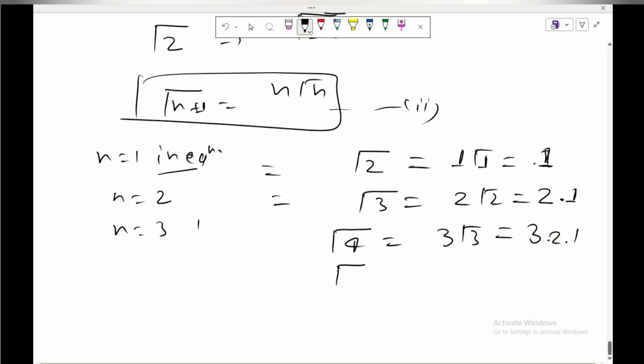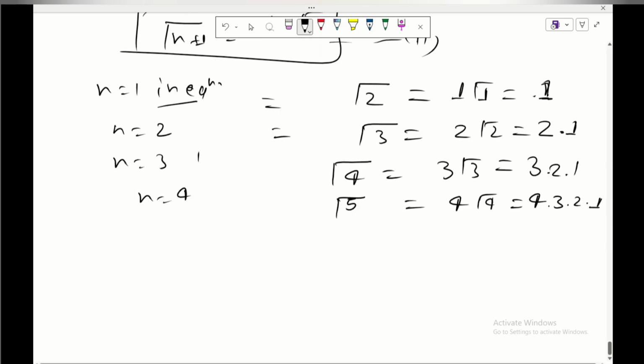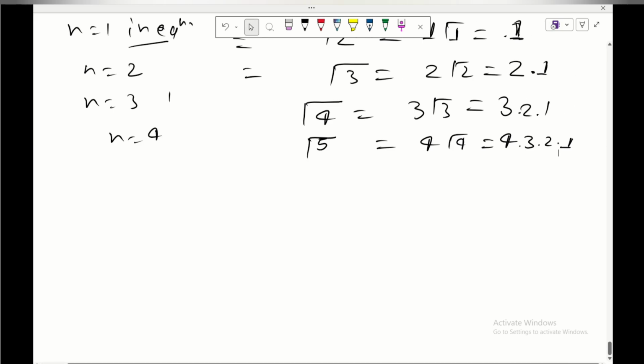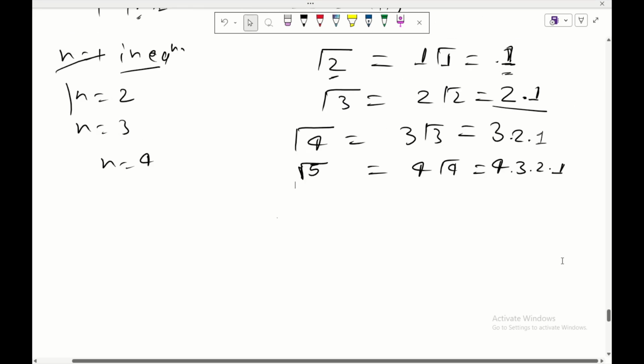And if I write n = 4, I will get the value of Γ(5) will be 4Γ(4), that is 4 into Γ(4). What is Γ(4)? 3 into 2 into 1. I am not solving it because this is our recurrence formula, and you can easily see that this is in a pattern. Now we will generalize these results.